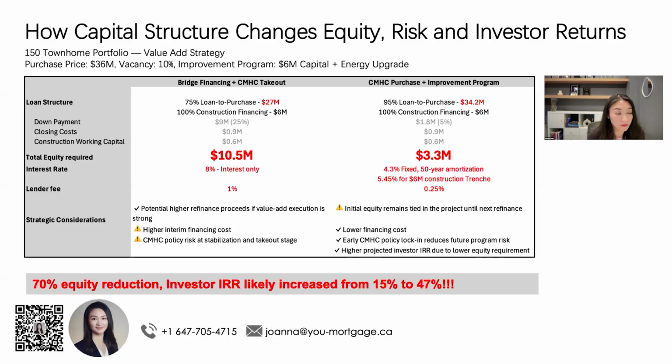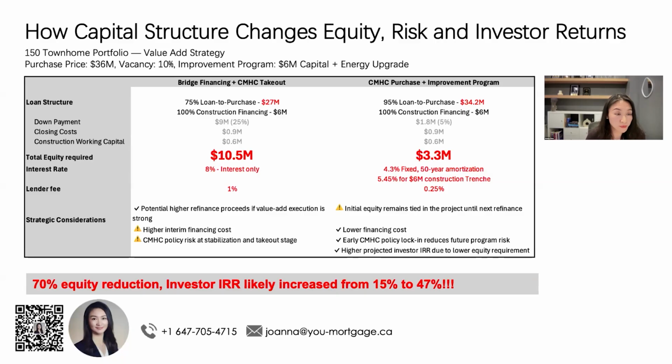We need to do some capital improvements on this project, and there are also some energy upgrades to get the 100 points for MLI Select back in 2024. The total estimate for the construction or renovation tranche would be around 6 million. Typically when we are doing a value-add strategy, we always use bridge financing and CMHC takeout, right? This is what we always use.